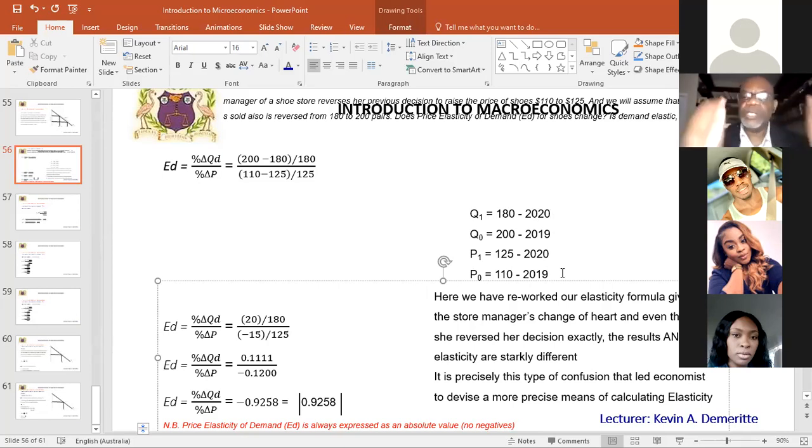But what happens in 2021? In 2021, she went back to where she was in 2019. So doesn't that mean the price that we saw in 2020 now becomes the old price? Yes. And the quantity we saw in 2020 now becomes the old quantity because we're now in 2021. All right. So that means then that Q1 is now 200, Q0 is 180, the new P0 is 125, the new P1 is 110.